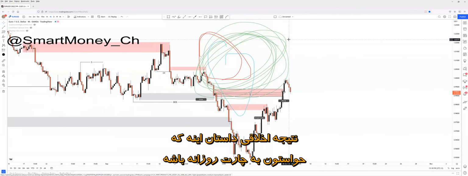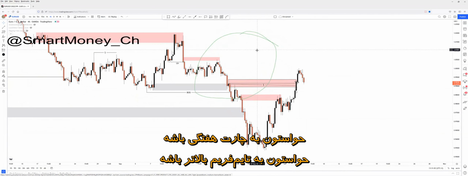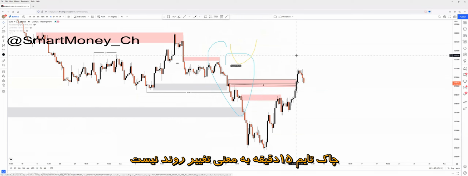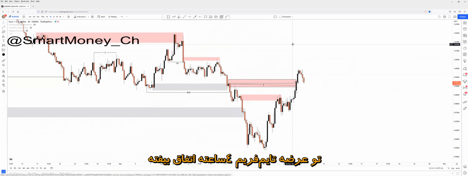So yeah, moral of the story. Keep track of the daily chart, the weekly chart, the higher time frames. A 50-minute change of character doesn't mean a real change in the trend. A 50-minute change of character will only mean that price has a chance to reverse up to a 4-hour supply zone.